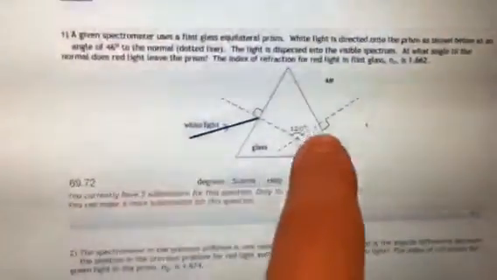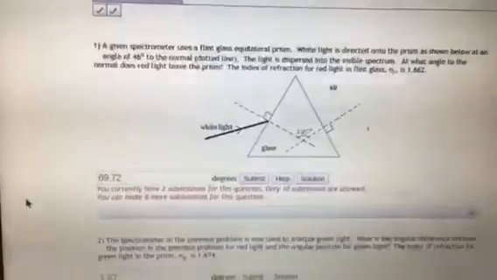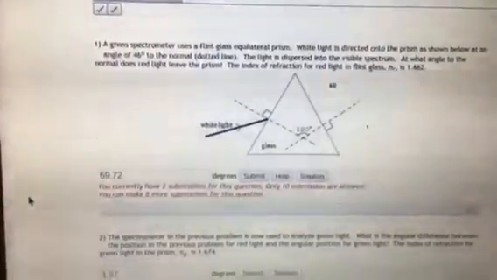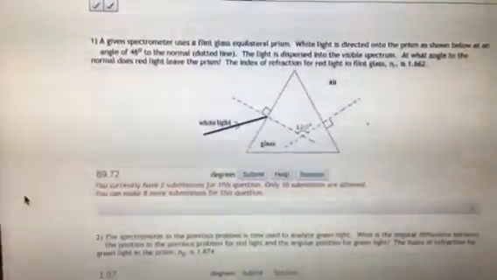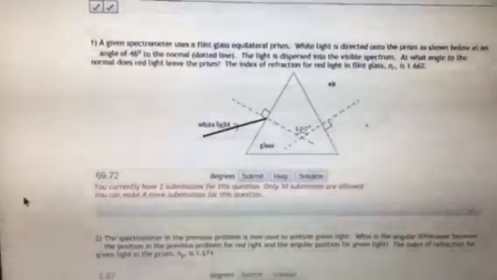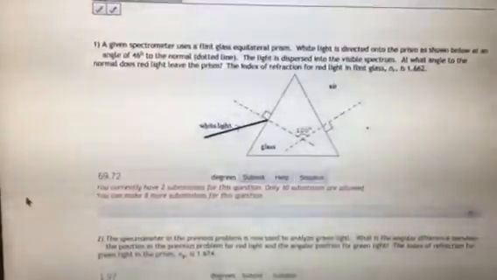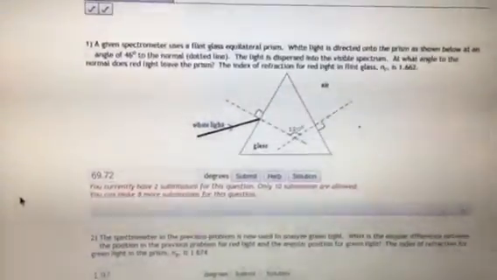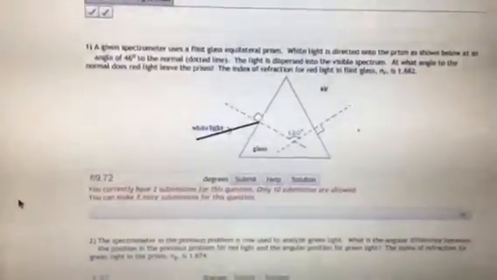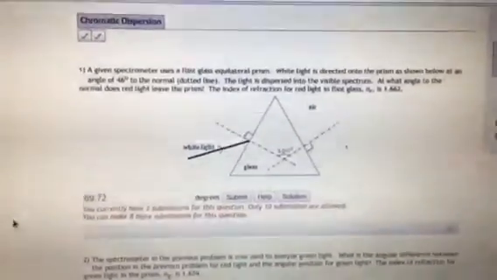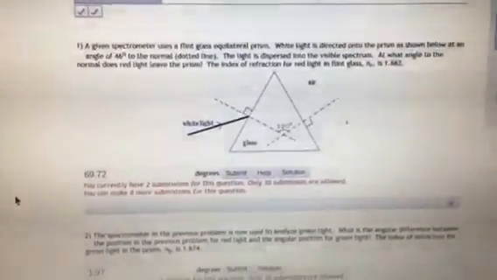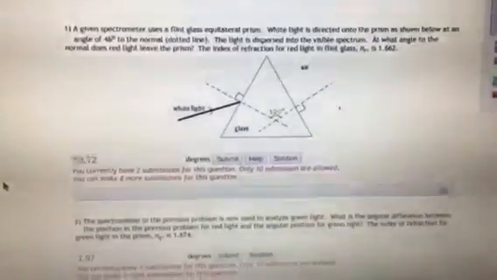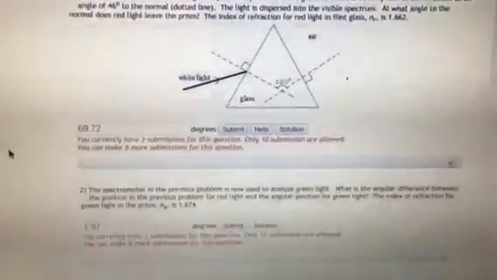Again, that's the angle right here. It's the angle to the normal within the prism, and I guess the angle at which light contacts the prism air boundary. You could think of it like that. And so it's ultimately asking for the angle at which green light leaves the prism.